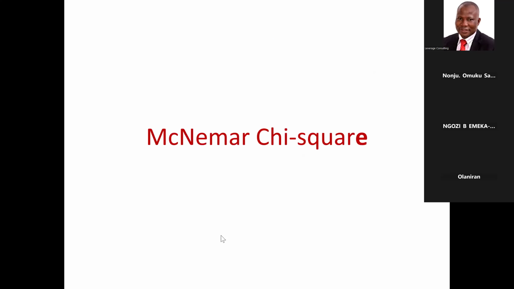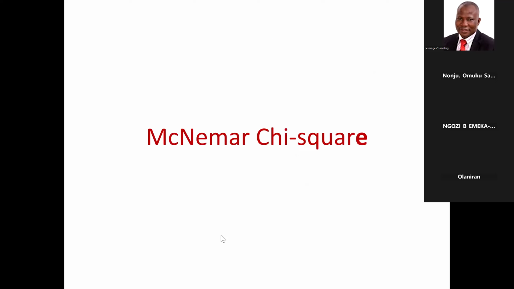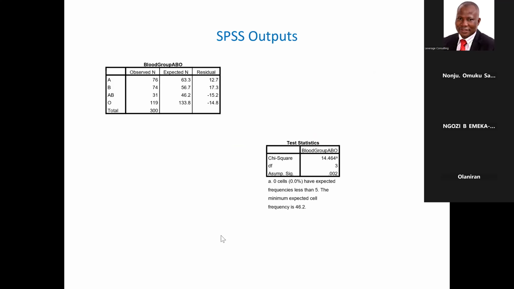So that's the end of chi-square for goodness of fit. So we'll go to the next one, which is McNemar chi-square. Any question on that before we move ahead?